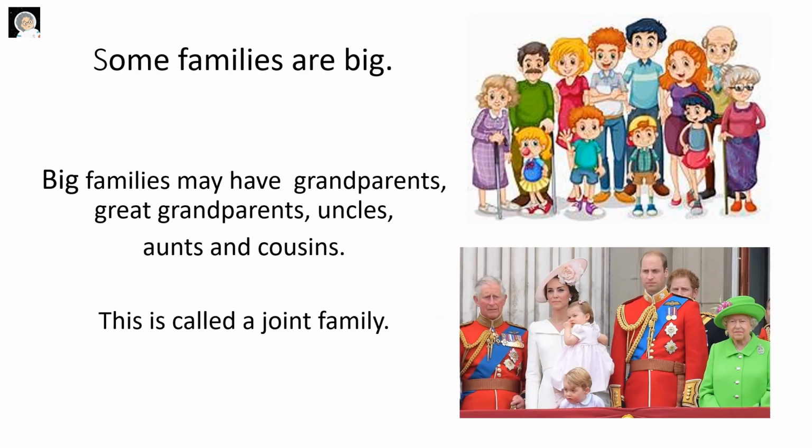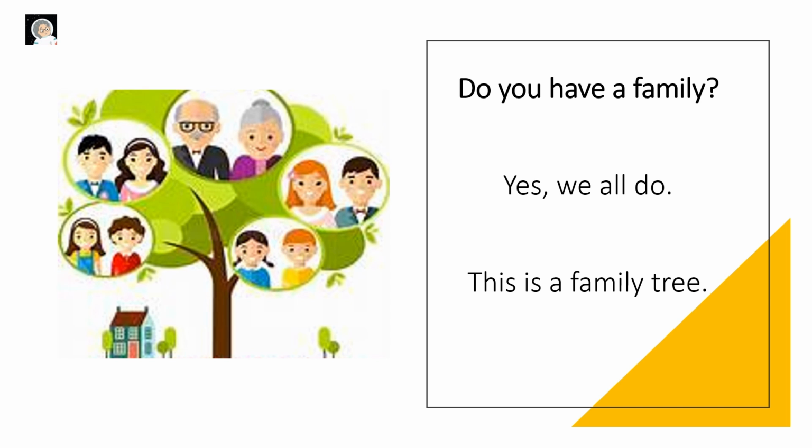Some families are big. Big families may have grandparents, great grandparents, uncles, aunts, and cousins. This is called a joint family. Do you have a family? Yes, we all do. This picture shows a family tree.